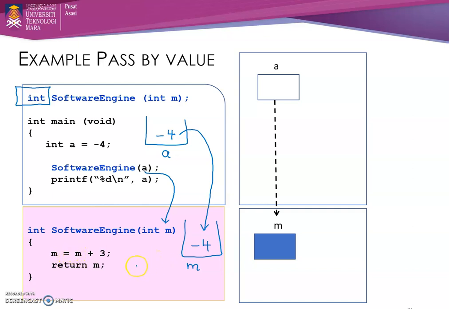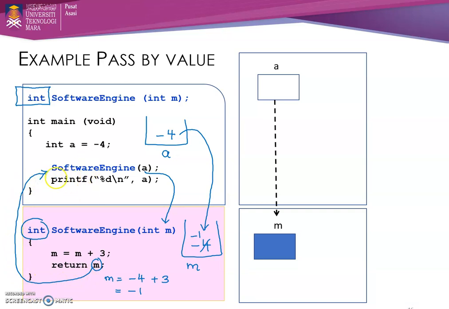So now what is the value of m? m is -4 plus 3. So the current value of m now is -1. Because this function has a return value, the value m needs to be returned to the main function.